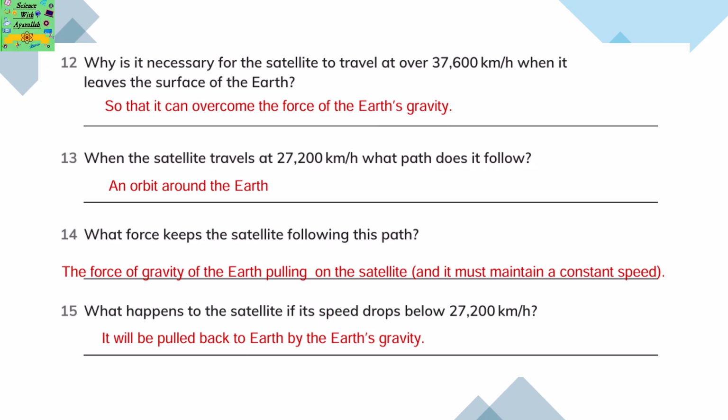What force keeps the satellite following this path? The force of gravity of the Earth that is pulling on the satellite, and it must be maintaining a constant speed. What happens to the satellite if its speed drops below 27,200 km per hour? It will then be pulled back to Earth by the Earth's gravity.